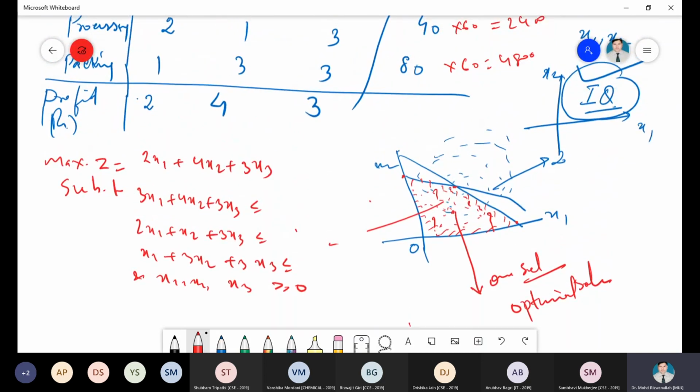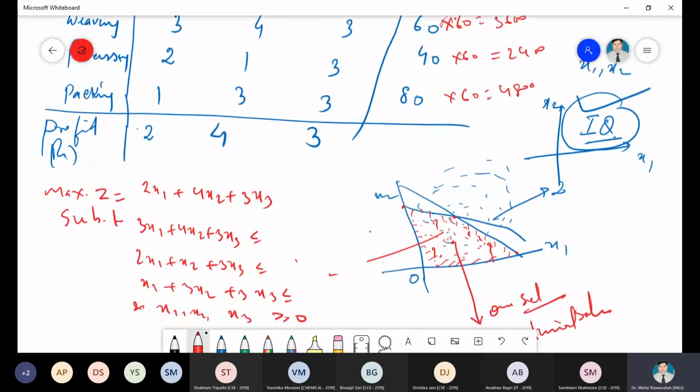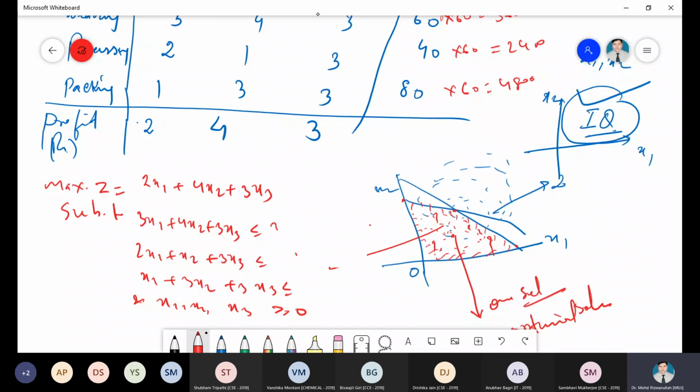I had gone into the graph there, so I deviated. So this will be 3600, this is 2400 and this is 4800. Fine. So this is your problem. Is it fine? Yes, sir.